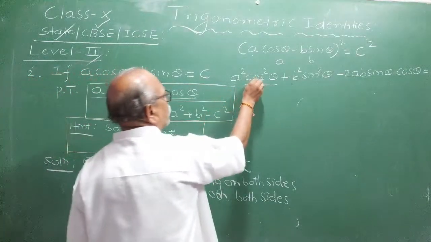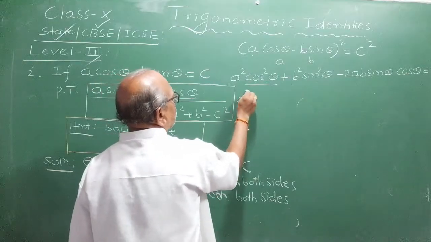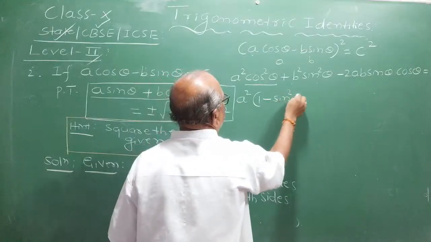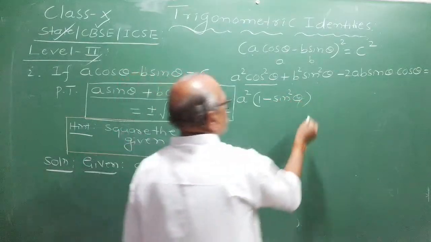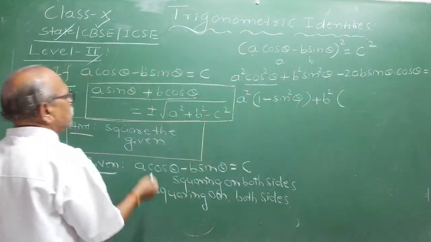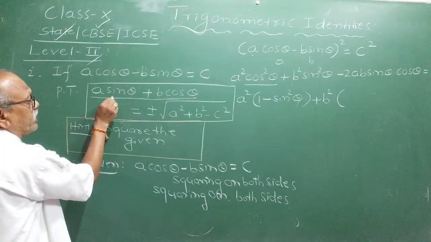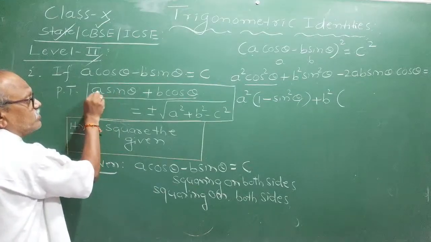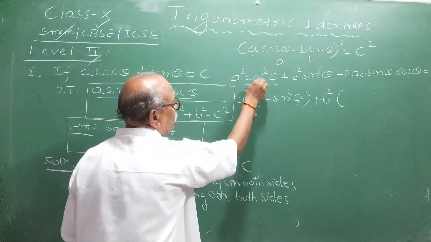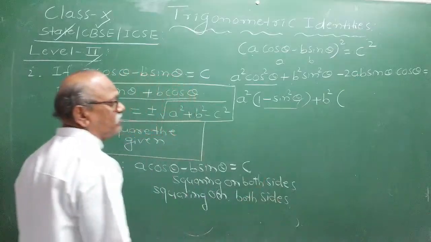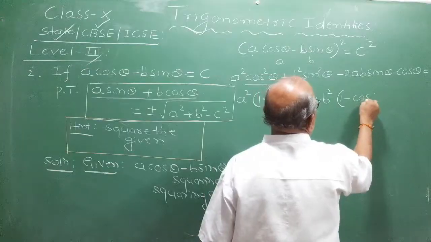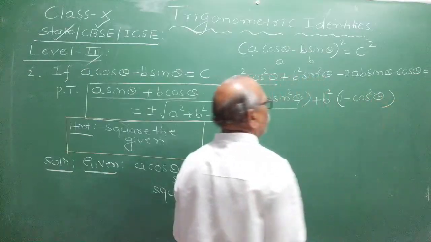Now, can you express cos square theta in terms of sin square theta? That is a square into bracket, cos square theta can be written as 1 minus sin square theta, plus b square. Intention is, in the result to prove, A is with sin theta. Now here A is with cos theta. I want A with sin theta. Therefore, I expressed cos square theta in terms of 1 minus sin square theta, and sin square theta in terms of 1 minus cos square theta. Understandable even for state students.